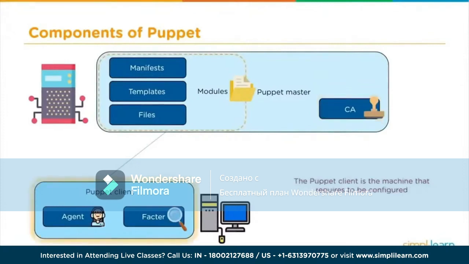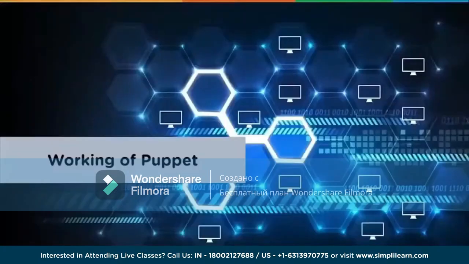Outside of the master server, where you'd create your manifests, templates and files, you have the Puppet client, a piece of software that is used to configure a specific machine. There are two parts to the client. One is the agent, which constantly interacts with the master server to ensure that the certificates are being updated appropriately. And then you have the facter, which holds the current state of the client and is communicated back to the master through the agent. So let's step through the workings of Puppet.